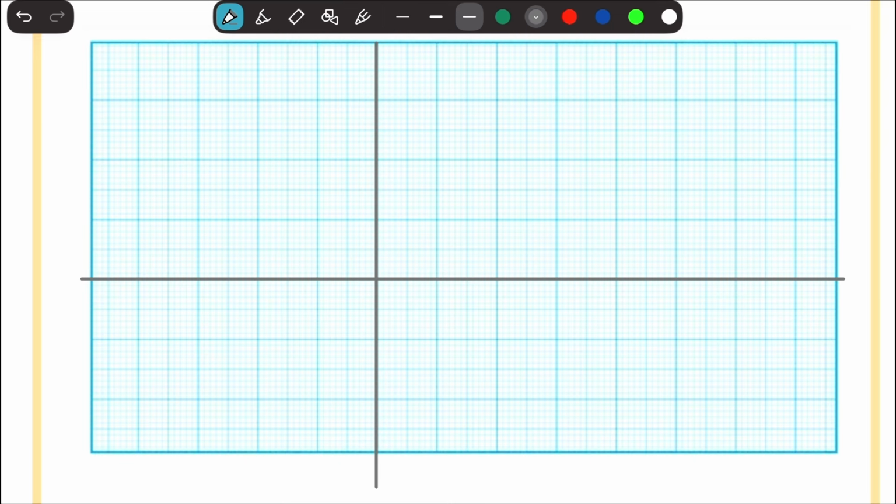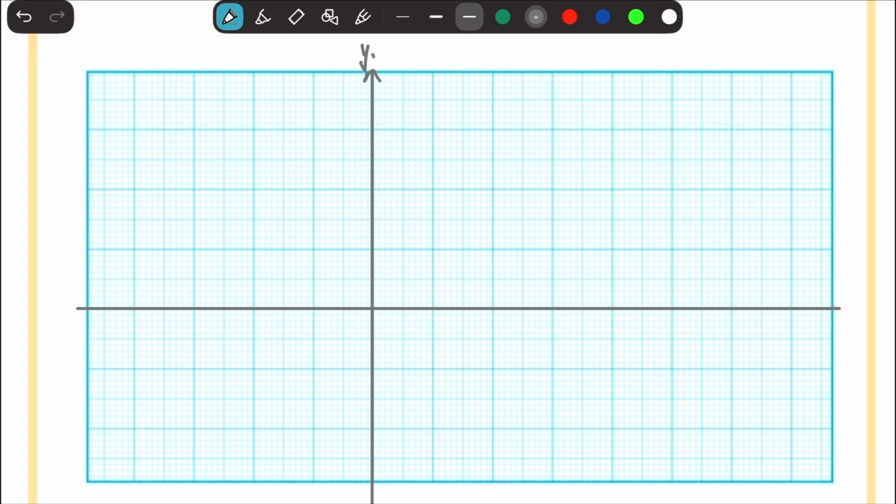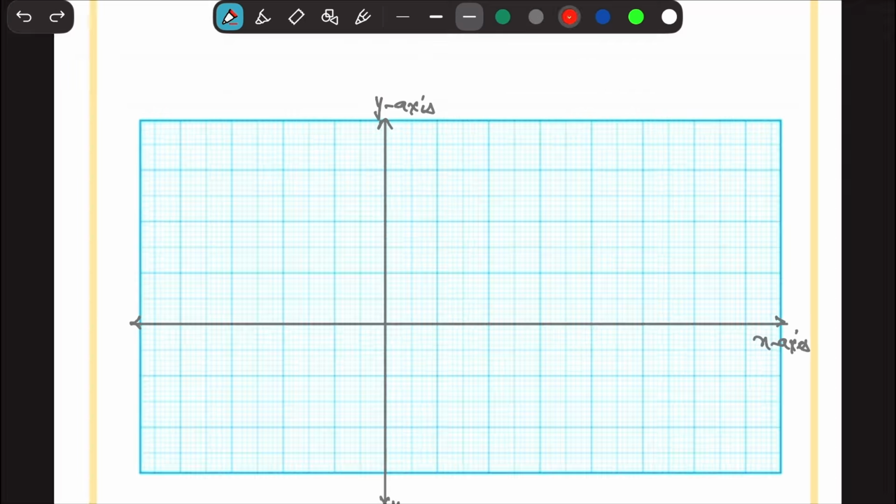Okay, now mention them as y-axis and x-axis respectively. Okay, so let's start the plotting of the graph.